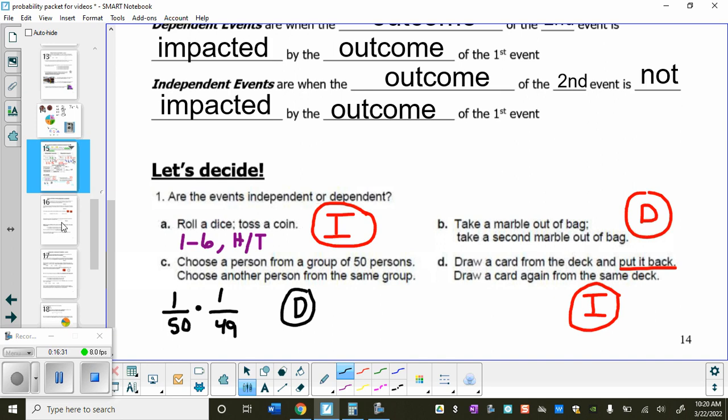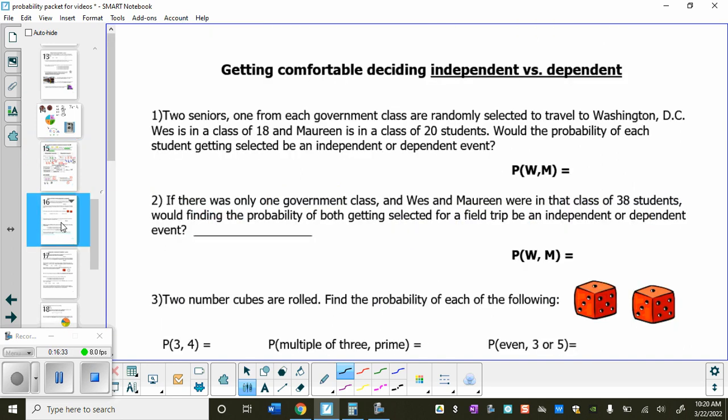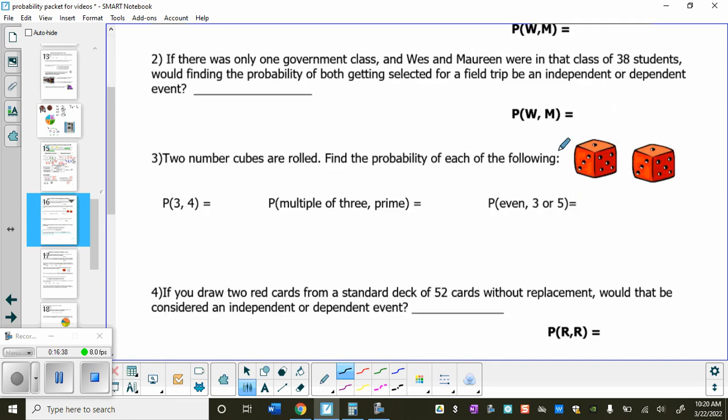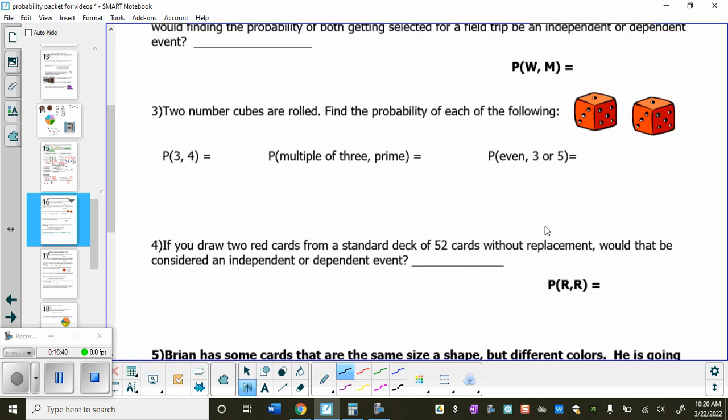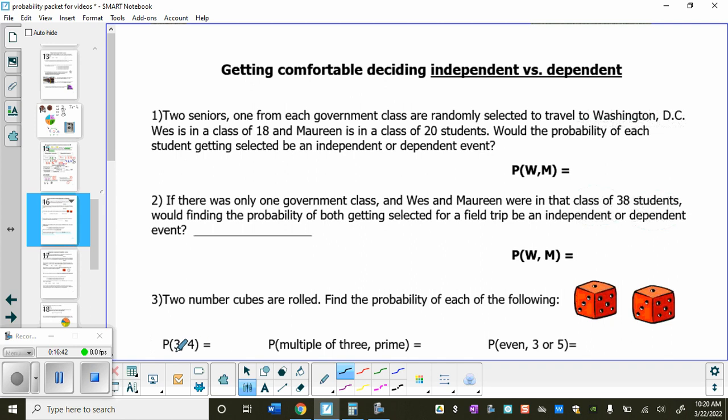All right, cool. So now let's get comfortable deciding independent versus dependent. And then we're also going to go back and practice the math for calculating on this page here as well. Okay. So for this first one, 2 seniors, one from each government class, are randomly selected to travel to Washington, D.C. So it looks like there are 2 different government classes. Wes is in a class of 18, while Maureen is in a class of 20.